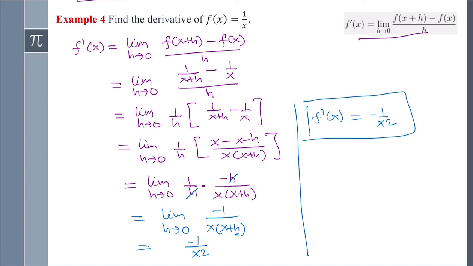Now, if we have to find the slope of the tangent line at some point for this function, we can just use this result. We'll plug in whatever x value we want to find the slope at, and we'll get the slope. So for example, if you are finding the slope at x equals 1, then we just plug it in and we get negative 1.